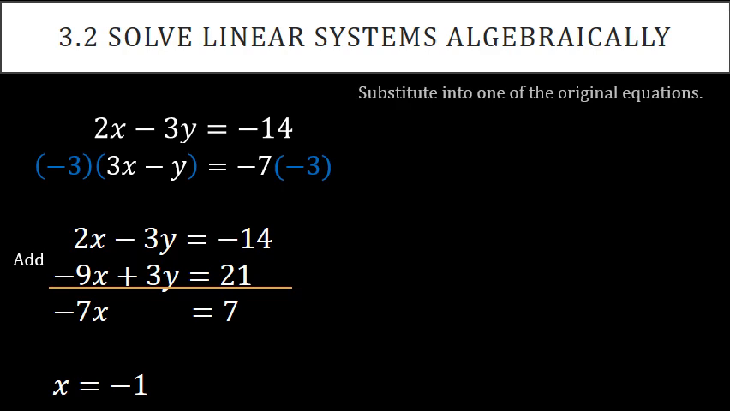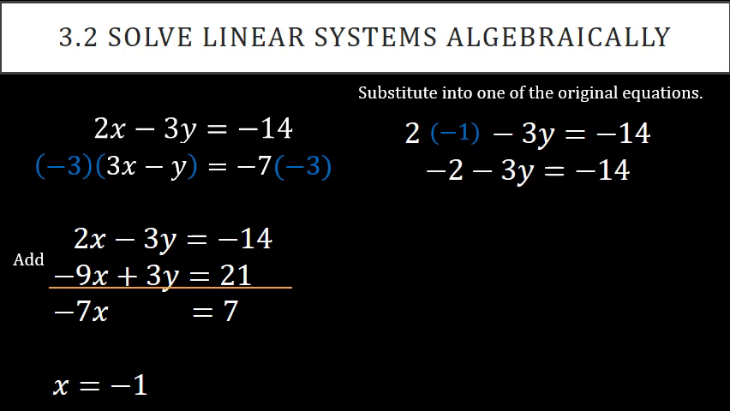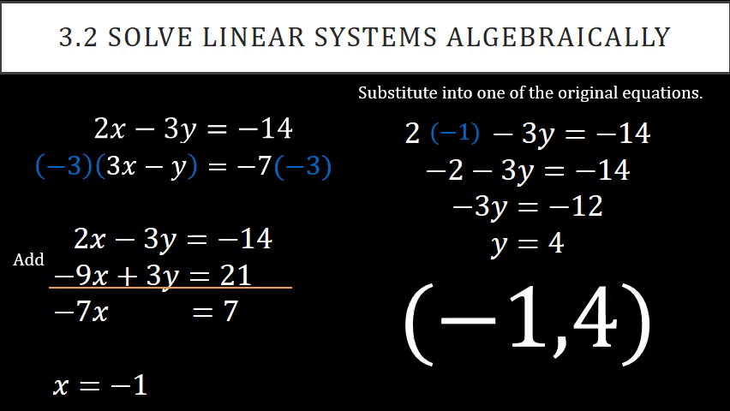Now that I know x, I can substitute that into one of the original equations. For example, the first equation. Replace the x with -1. So we have -2 minus 3y equals -14. Solve for y by adding 2 and dividing by -3. So our solution is (-1, 4).